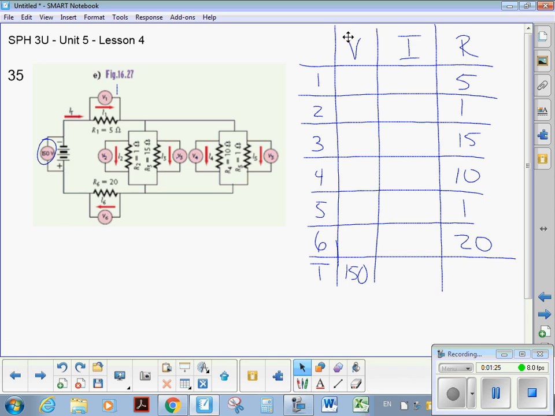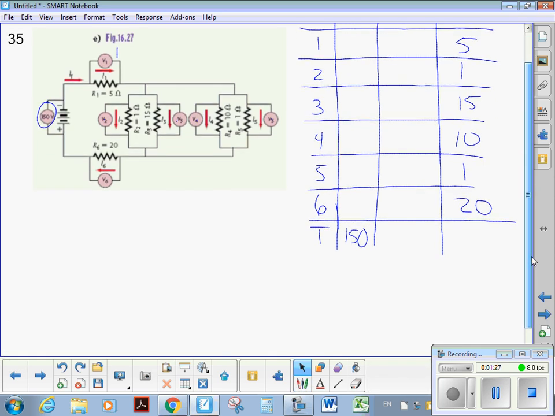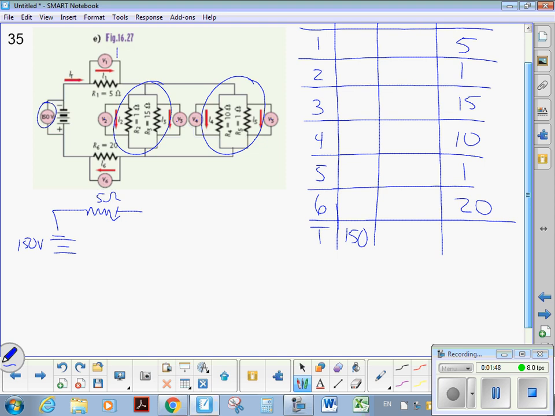So what I need to do is take this circuit and crunch it down into a single pathway. I start with my battery. Quick sketch of the battery, 150 volts. It goes through resistor 1. It's only one pathway, so that's fine, I don't have to worry about that. But these guys here, I'm going to have to crush into single pathways.